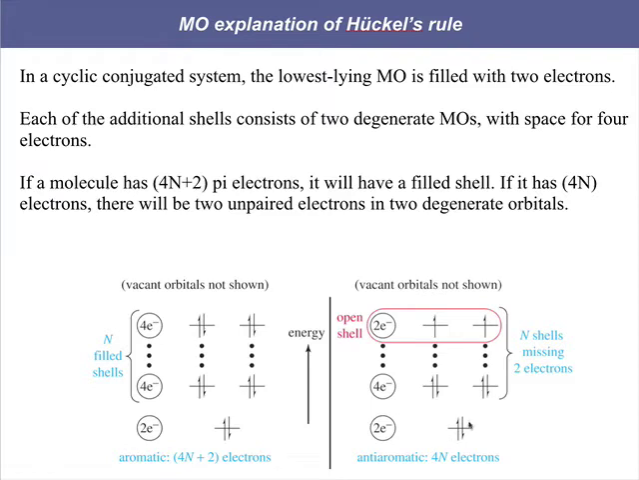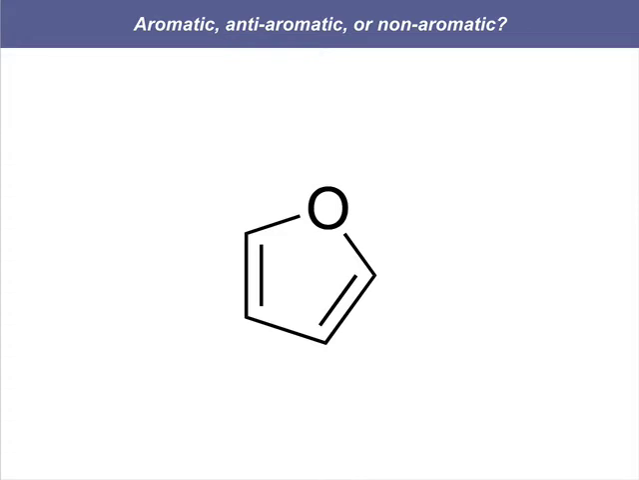Remember, we're never going to take 2 electrons from the low energy orbitals. We're going to remove electrons from the high energy orbitals. So anytime you have 4n and not 4n plus 2, you're going to be missing those 2 electrons that are needed to fill those highest orbitals. It's the n number of shells, but we're missing those extra 2 electrons. That would be up here. Let's look at a special example of aromaticity.